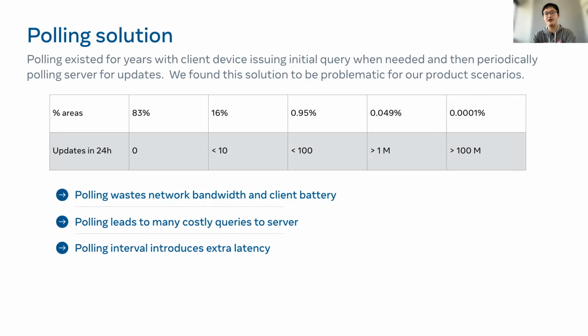Polling also leads to high overhead on the server side because polling might incur ranged queries and intersection queries that are costly. Lastly, there is an inherent latency because of the polling interval. New data won't reach the client until the next poll happens. Therefore, we need a more efficient and more real-time solution, which is Bladerunner.